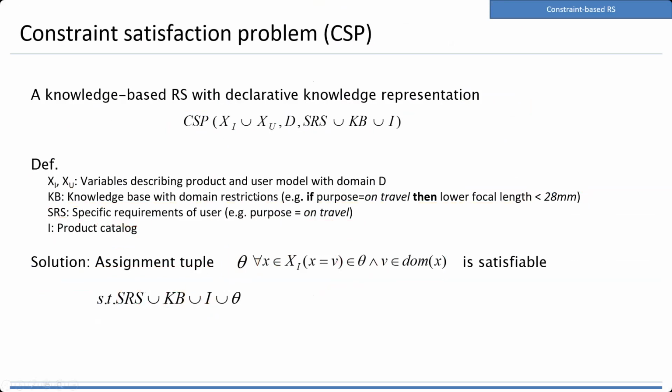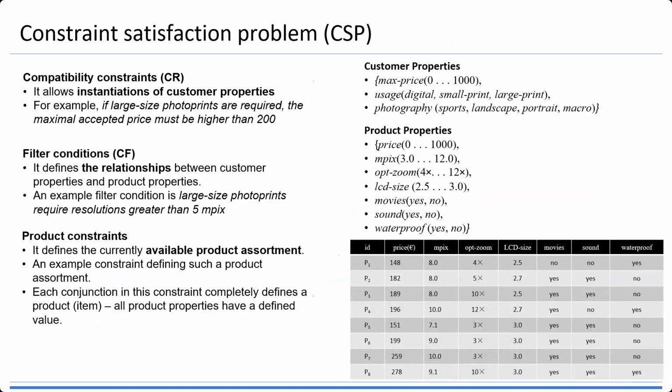So this is just the mathematical notation, but actually it's just the if-then-else. For example, like this one, we have two properties, customer and product. This is the customer properties. When a customer comes to the store, we know that customers who come to this store usually ask for products between 0 and 1,000 euro.